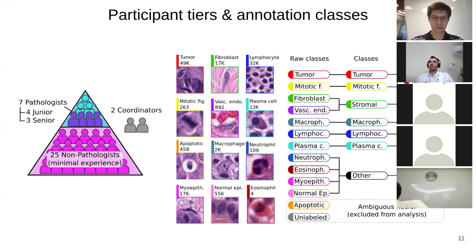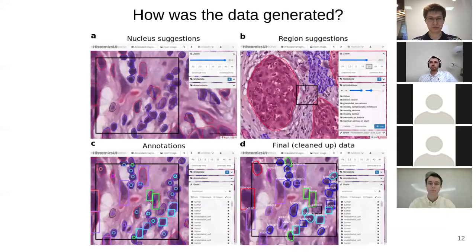And in terms of data generation, we allowed people to generate a wide range of classes, but when it came to the modeling, we generate superclasses, which is kind of common practice with crowdsourced data sets.